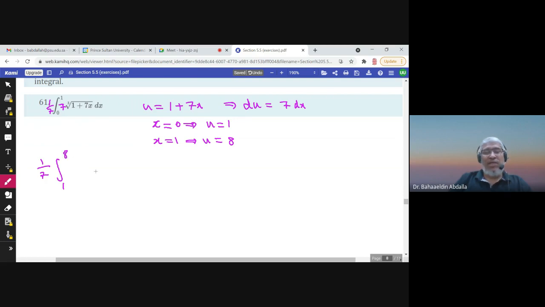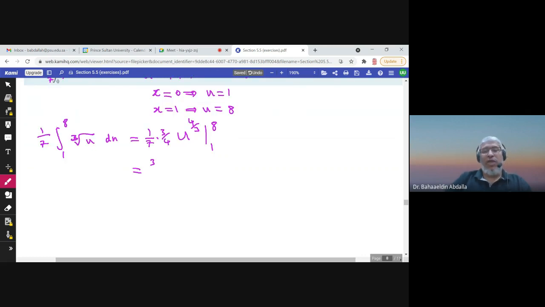7 dx is du, and I have cube root of 1 plus 7x, which is u. This would be written as u to the power 1 over 3. So u to the power 1 over 3, if you add 1, 1 over 3 plus 1 is 4 over 3, over 4 over 3, or times 3 over 4, from 1 to 8.